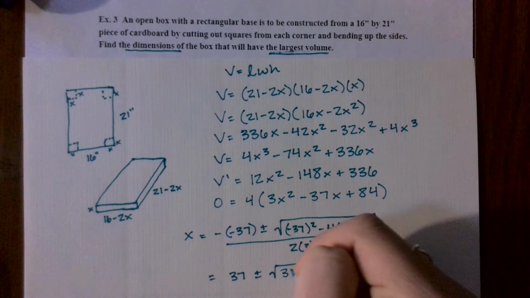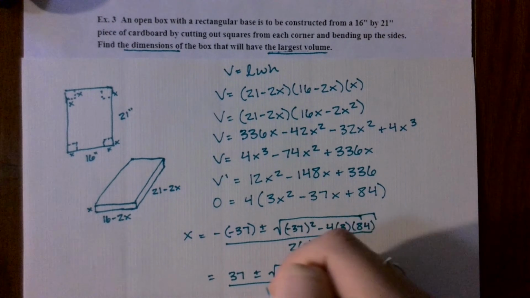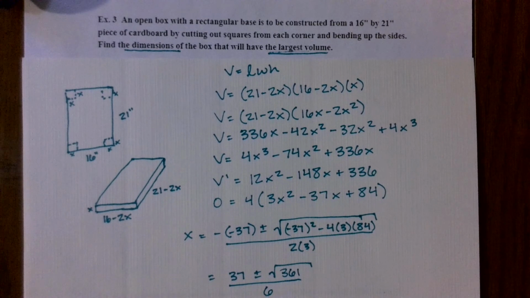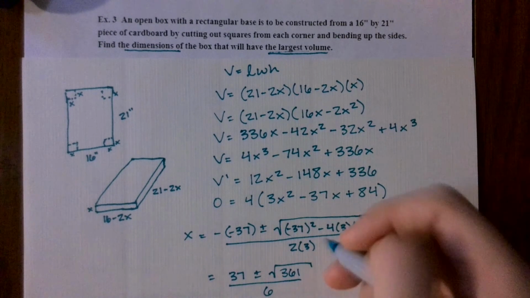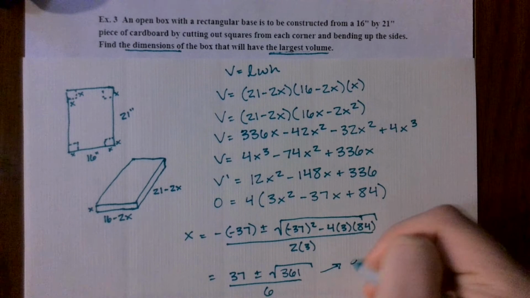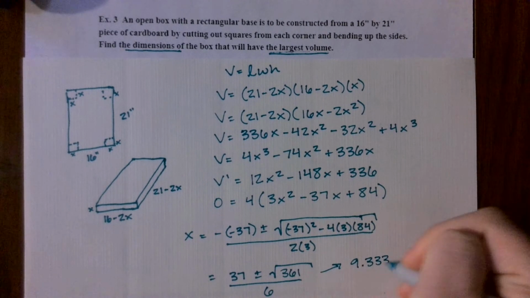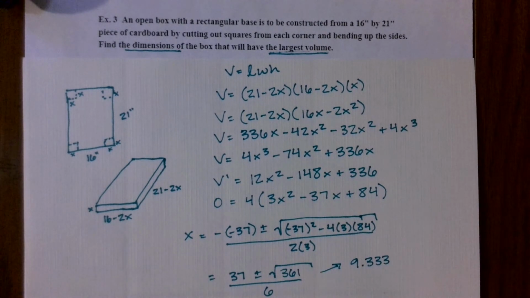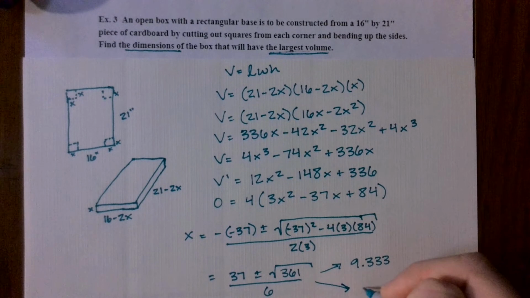The square root of 361 is 19. So we have one of our answers being 37 plus the square root of 361 divided by 6, which is 9.33 repeating. And then one of our answers is 37 minus the square root of 361 divided by 6, which is 3. So it looks like this was factorable.